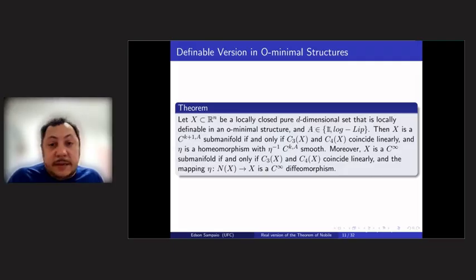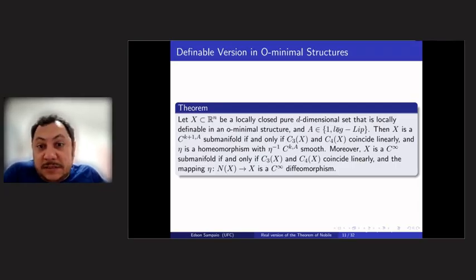And I could even put here A equal to 1 or equal to log Lipschitz. I did not define log Lipschitz here because I thought I could write it, but I cannot write here, so you can search what log Lipschitz means. So I proved that X is C^(k+1,A), and A here is 1, which means Lipschitz, or log Lipschitz, which is weaker than Lipschitz, if and only if C3 and C4 coincide linearly. I will define what this means in the next slides. And the eta is a homeomorphism, and the inverse is C^(k,A).